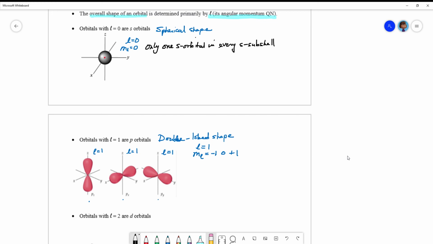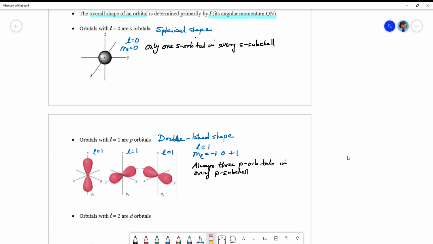So this indicates that there are always 3 p orbitals in every p subshell. But these p orbitals aren't 100% identical to each other. And as you can see from this figure over here, well, what's different about each of these p orbitals? Their orientation in three-dimensional space is different.